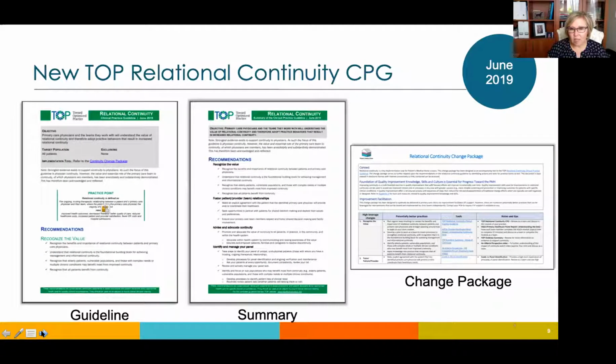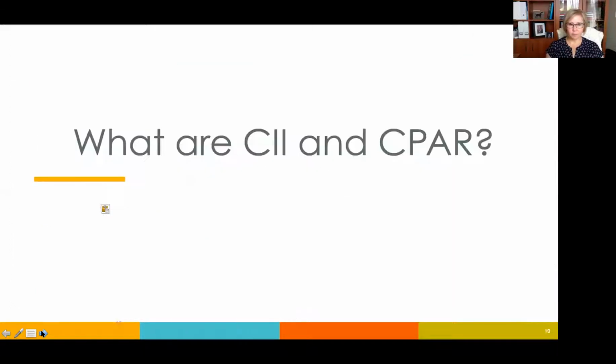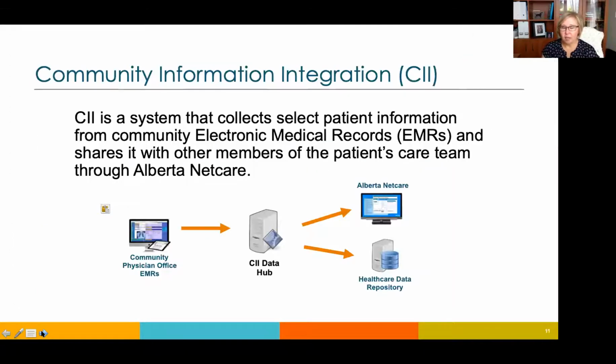This slide is to relate to the clinical practice guideline, and the point that relational continuity was so important that the guideline program, which normally produces guidelines with respect to clinical things like cardiovascular health, etc., produced one for a clinical intervention of relational continuity. So now you transition to what are CII and CPAR.